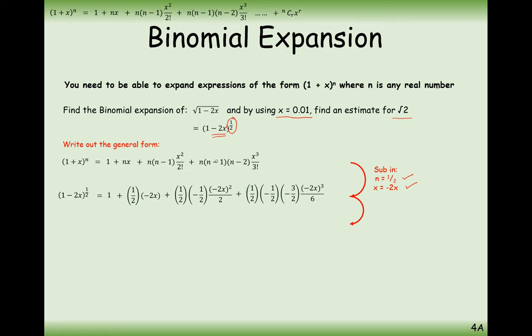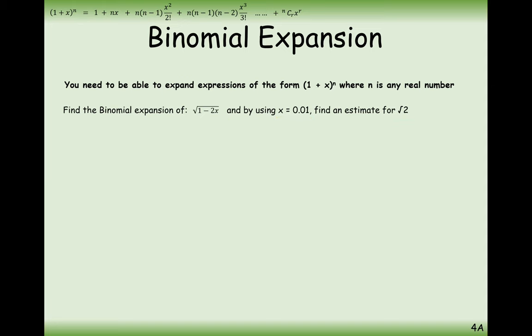And that's going to be a half, minus a half, minus 3 over 2 from continually subtracting 1 from your n values. And then it's going to be the x value, which is minus 2x, and we're going to cube it. And all that's over 6. So now get your calculator out and work out the individual terms, and this is what we get.